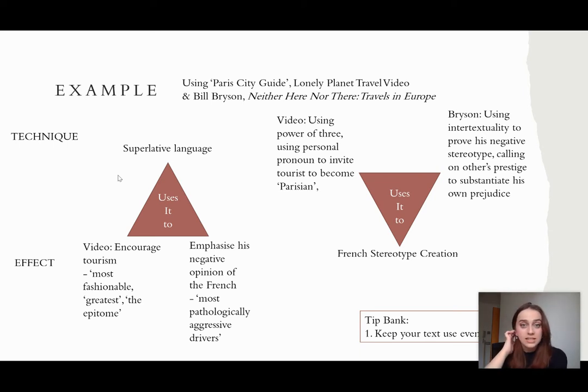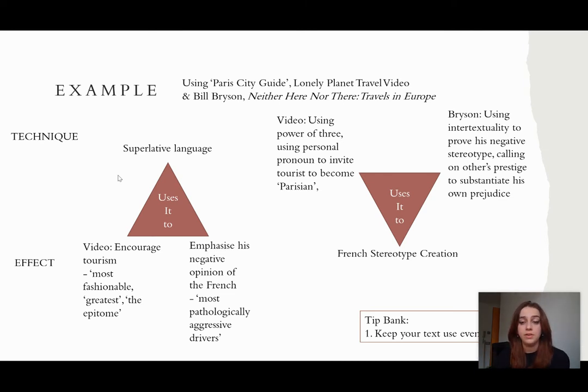Keeping the same text, let's move on to the other triangle. Same effect, different technique. Both want to conjure the French stereotype, but do so using different effects. The video uses multiple techniques to emphasise the Parisian identity, including, but not limited to, the power of 3 and voice emphasis on the personal pronoun to invite the tourist to become part of the social identity.